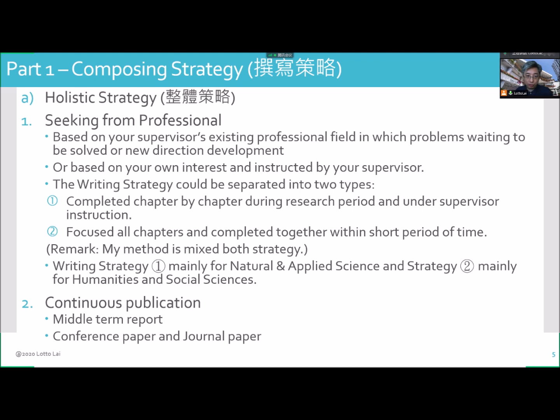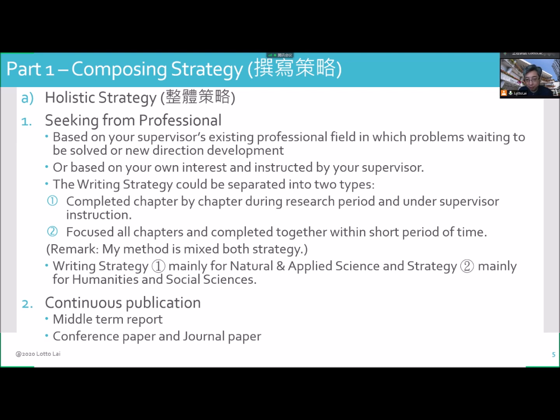The holistic strategy. First, we need to seek a direction from your profession, based on your supervisor, assistant, and professional field. You need to know which problem is waiting to be solved or which new direction is developing, or base it on your own interest as instructed by your supervisor. The writing strategy could be separated into 2 types. First, you complete chapter by chapter during the research period under supervision instruction. Second, you focus on all chapters and complete them together within a short period of time.